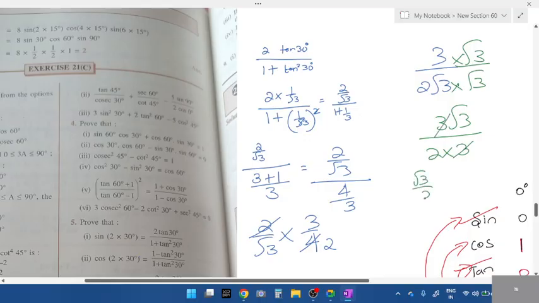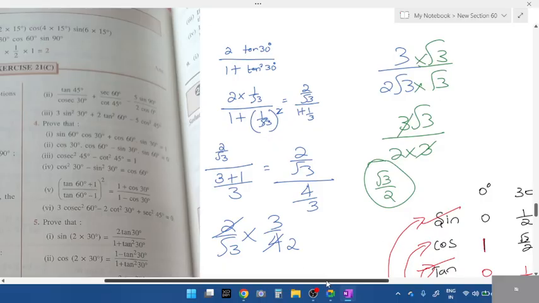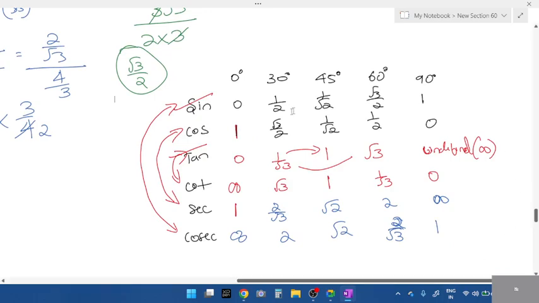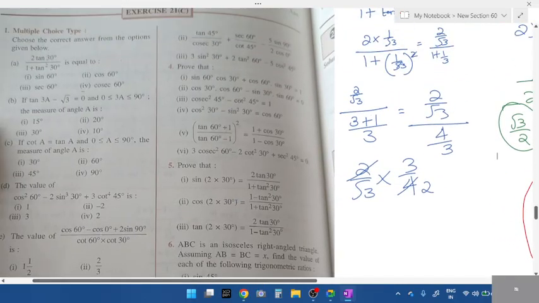What is the answer, Shasha? 3 root 3 divided by 2. What are the options given here? Sine 60, cos 60, sec and cosec. Which answer gives root 3 by 2? Sine 60 and cos 30 are also the same, right? Sine 60 and cos 30, root 3 by 2. But what option is given there? Sine 60 is the answer. First one. Understood how to solve?